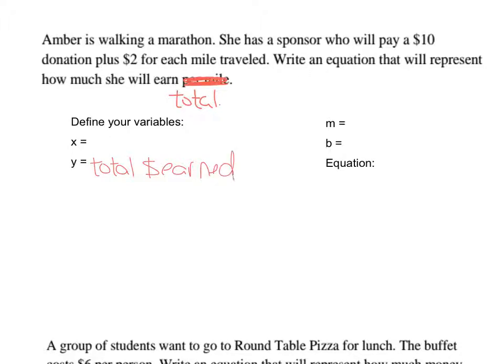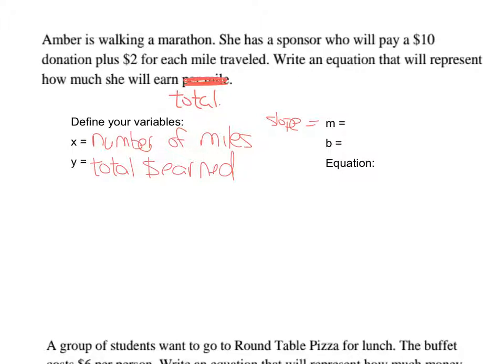Now, the independent variable, x, that is what's changing. What varies? Well, the part we don't really know is how many miles she's going to walk, right? So x is the number of miles. All right, now we've got to identify m and b. Remember, m is the slope, and slope is rate of change. How much is changing with each mile, or how much is the total changing with each mile she walks?